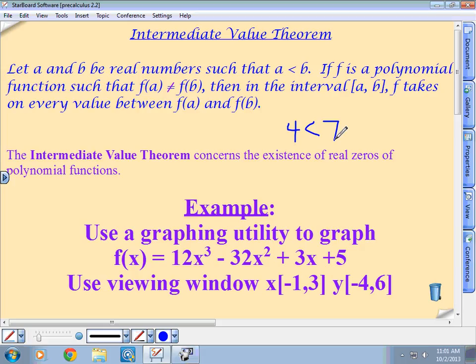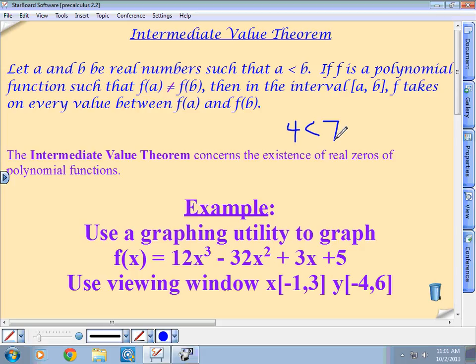If f is a polynomial function such that f of a does not equal f of b, they're not the same number, then in the interval between a and b, the function takes on every value between f of a and f of b. Well, before you get too nervous, what did we say about functions? They're all what? It starts with a C. Continuous.